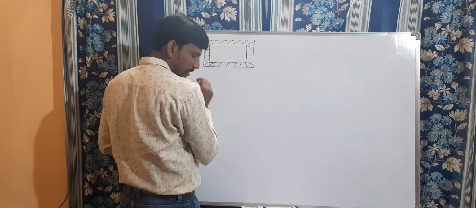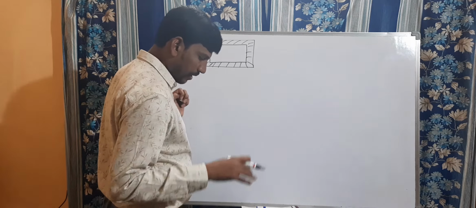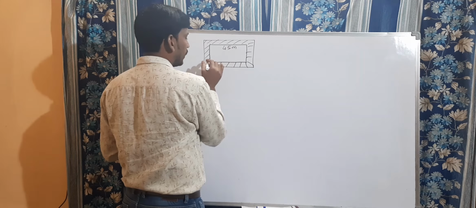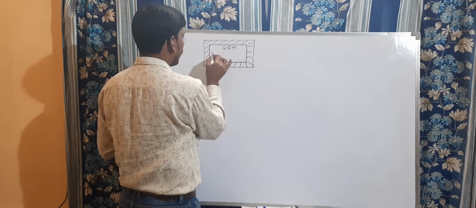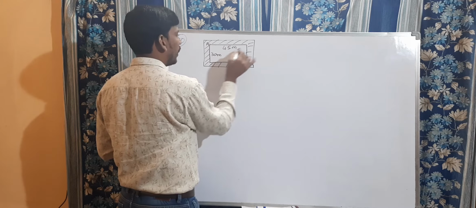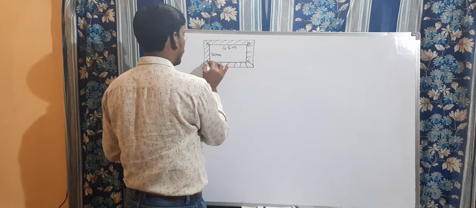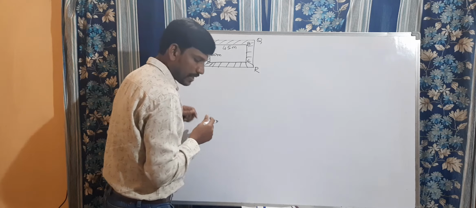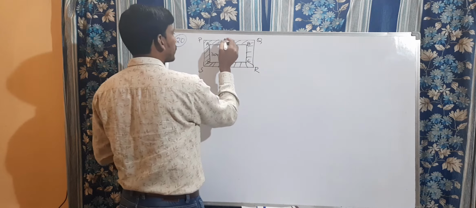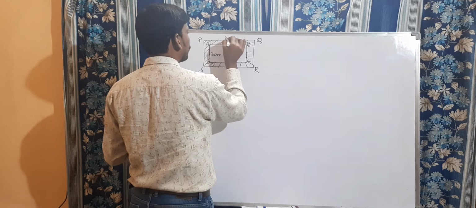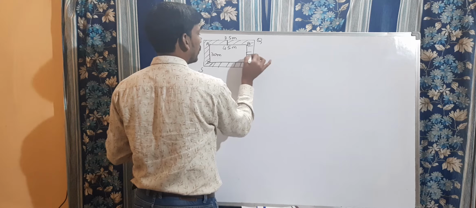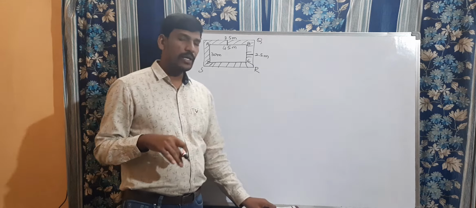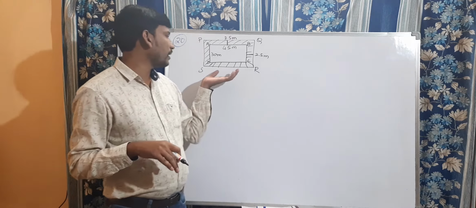So for that the given inner measurements, this is 45 meters length inner rectangle and this is 30 meters wide. A, B, C, D, P, Q, R, S. So wide is given 2.5 meters. So this wide is 2.5 meters. Here also this wide is 2.5 meters.